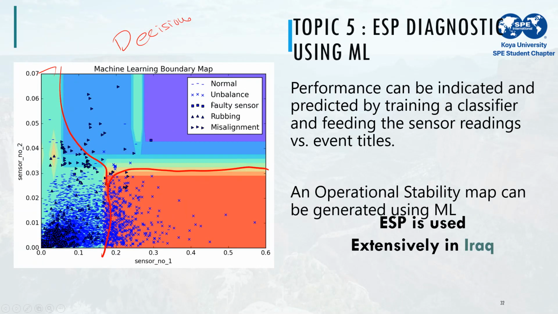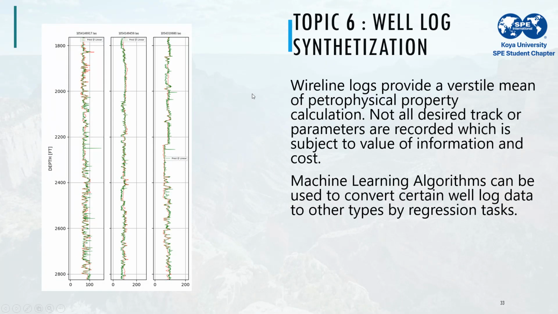This is regarding the ESP. There is another example that you can do. It's called data synthesization, which is creating missing well logs based on previous well log data. So for example, let me show you. Let's say that we have this section of the field. Let's say you have 4 wells in this field.